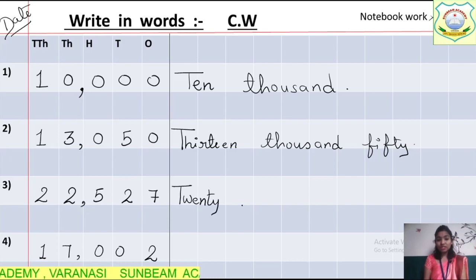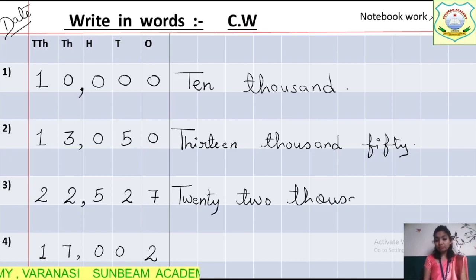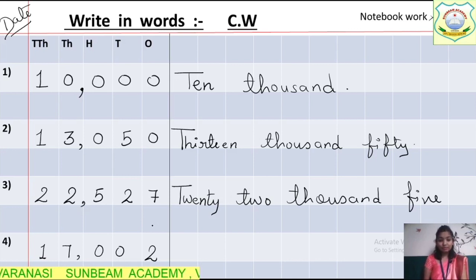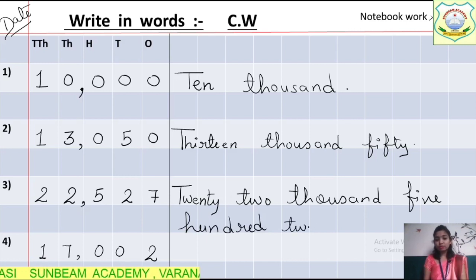TWENTY 22, 22,000, right? 500. 5 is at which place? Hundreds place. 527. TWENTY 27. Got it?